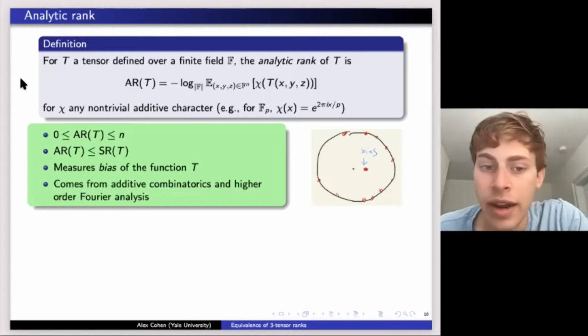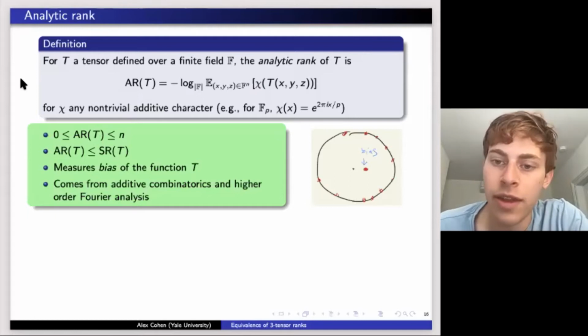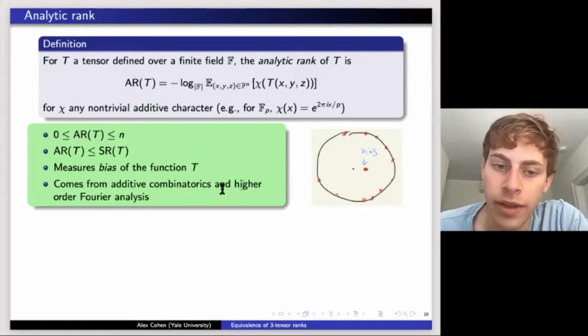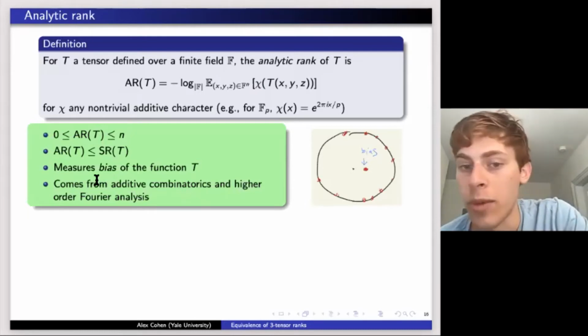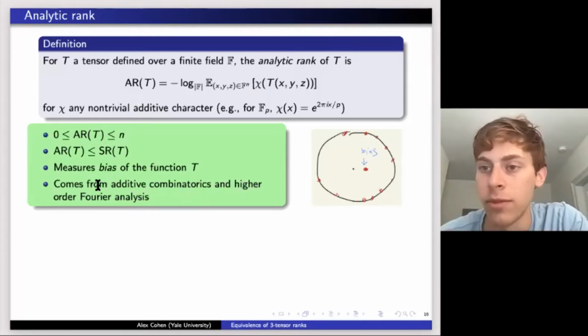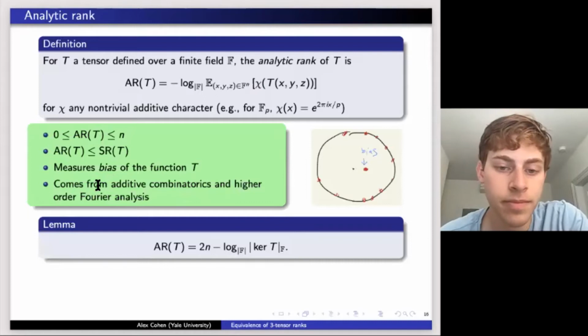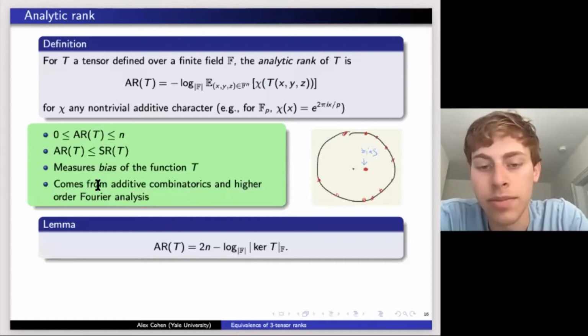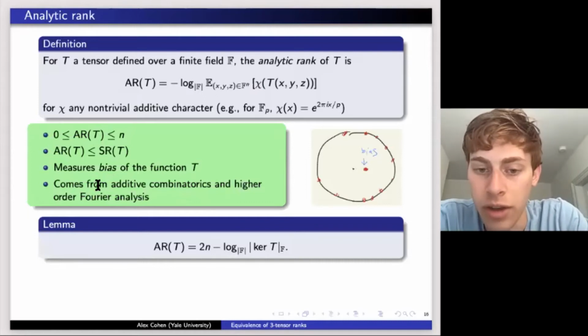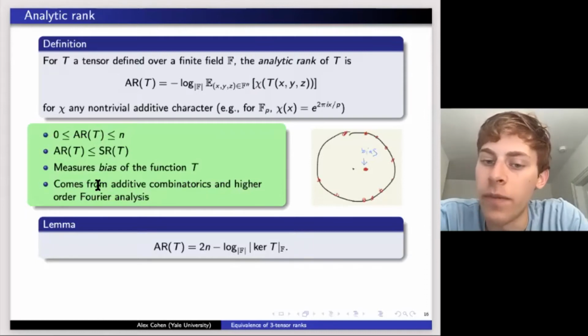Right, and this notion, as I said, comes from additive combinatorics and higher order Fourier analysis. In that business, there's a general interest in the bias of functions, and this is just what happens when we apply the notion of bias to a trilinear function. Okay, here's a lemma, which is not obvious, but also not too hard to prove: there's a formula for the analytic rank in terms of the size of the kernel of T.